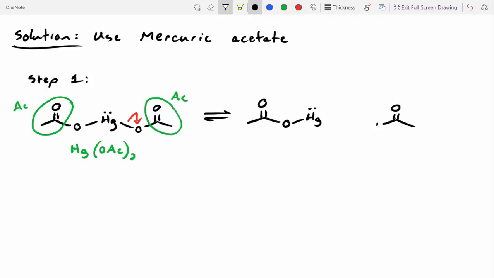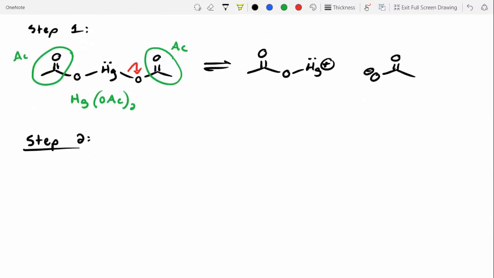What do you guys think? Positive. We took electrons away. So now we've got mercury with a positive charge. Is that a good nucleophile or electrophile? It's a good electrophile. So step 2 involves a nucleophilic attack on that electrophile.